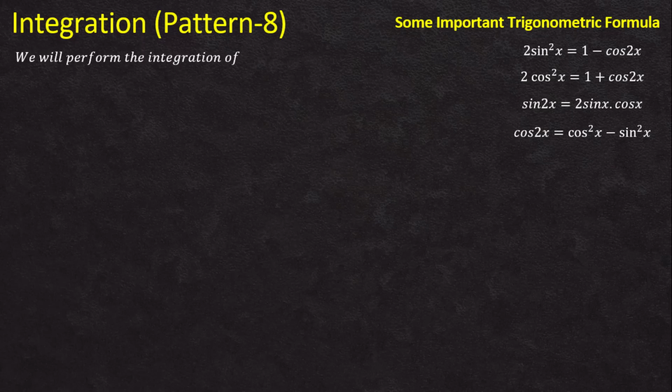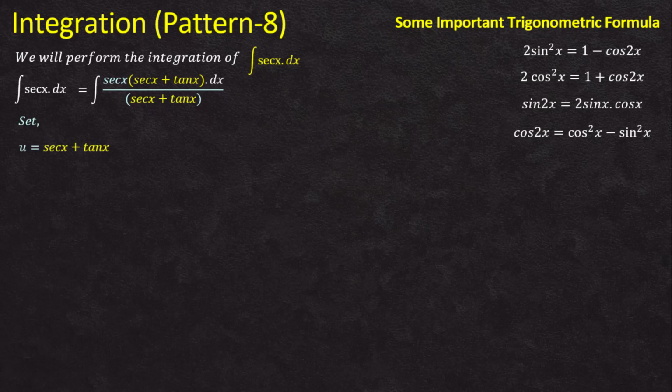Now we will perform the integration of sec x. In order to perform the integration of sec x, we will multiply the integrand sec x dx by sec x plus tan x in both numerator and denominator, and we will set u equal to sec x plus tan x.